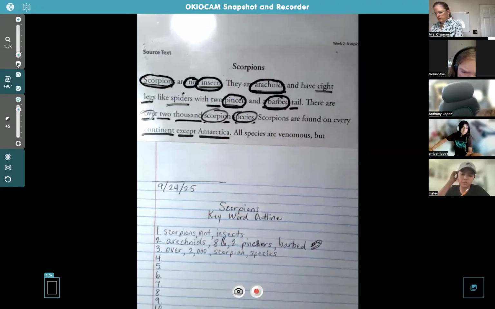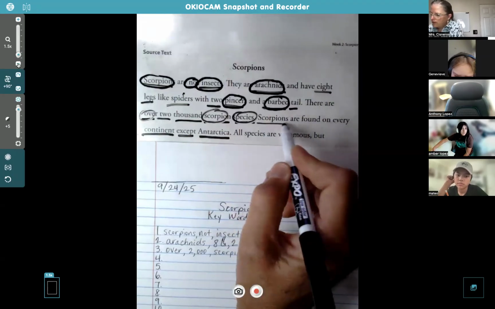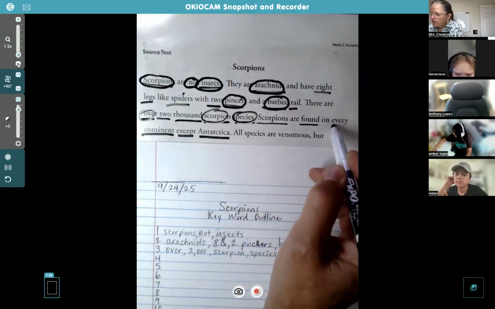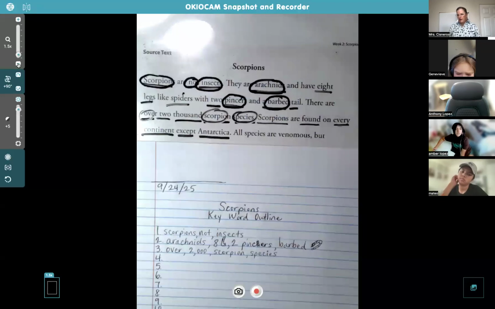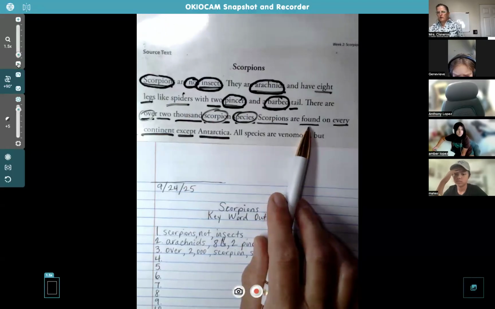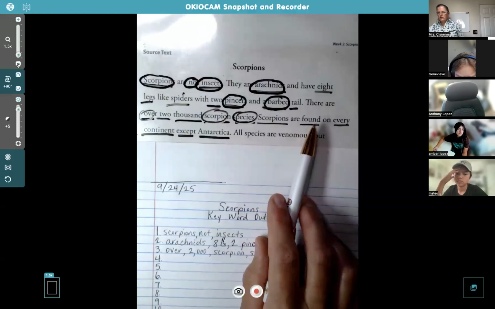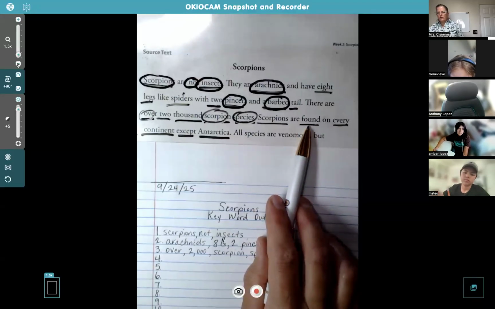You could draw a continent. That would be kind of hard. But we have the words scorpions and found and every. Those are also key, but I like what you're thinking. We already know we're talking about scorpions, so I don't think we need to write that again. But that word found might be important. So what if we start with found?